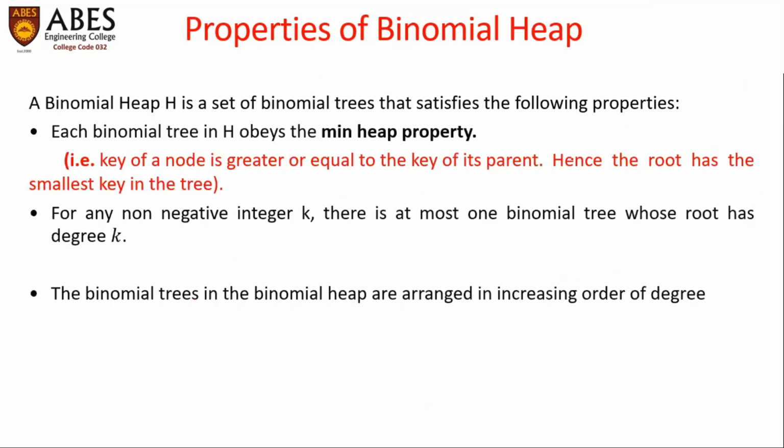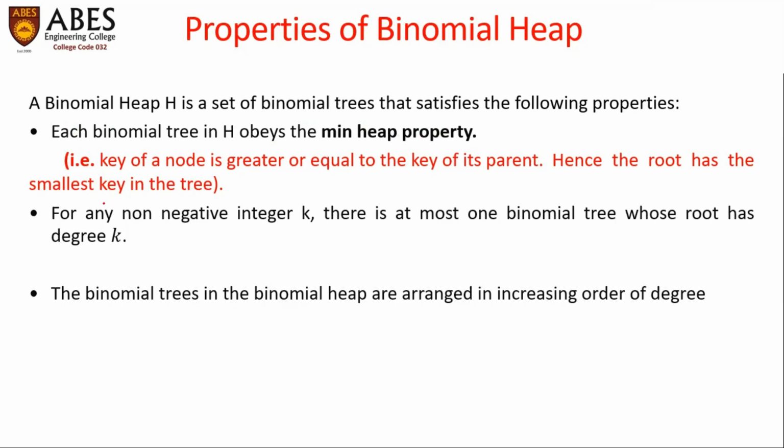Now we'll take the actual concept, that is binomial heap. Now what is binomial heap? As it is written, a binomial heap H is a set of binomial trees that satisfies the following properties. It means each binomial tree in H obeys the min heap property. As we all know, all the binomial trees also obey the min heap property. So when we connect all those binomial trees in one binomial heap, obviously our entire binomial heap will also fulfill the min heap property. So this property is easily understood, right?